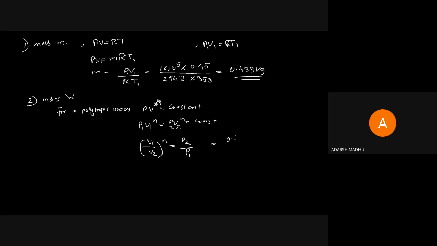That is V1 equal to 0.45, V2 equal to 0.13, all raised to n equal to P2/P1, which is 5 into 10 raised to 5 divided by 1 into 10 raised to 5. What do we get? Something raised to n equal to 5, since 10 raised to 5 cancels, and 5 divided by 1 equals 5. So something raised to n equal to 5. What is that value? 0.45 divided by 0.13. What is 0.45 divided by 0.13?